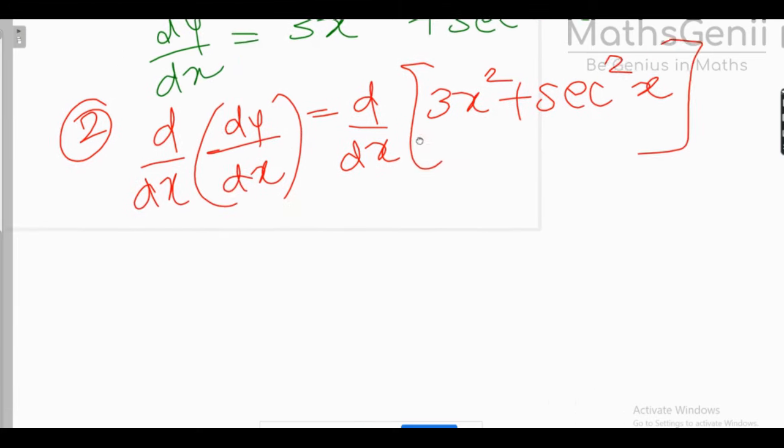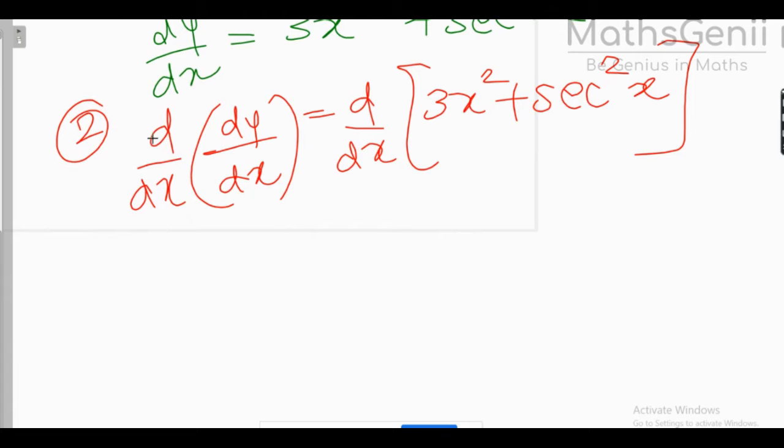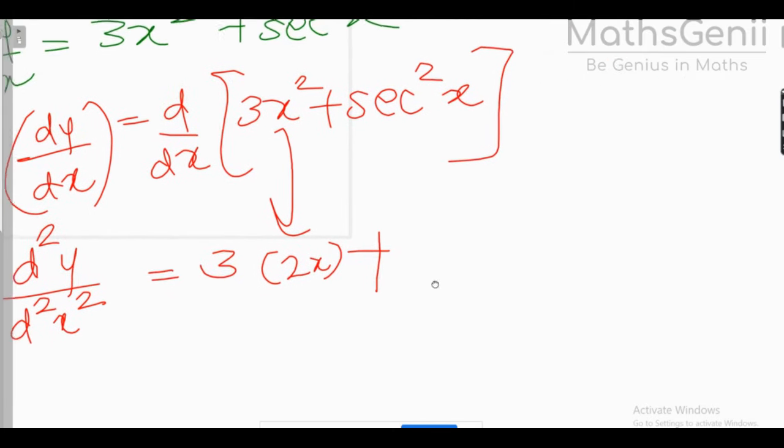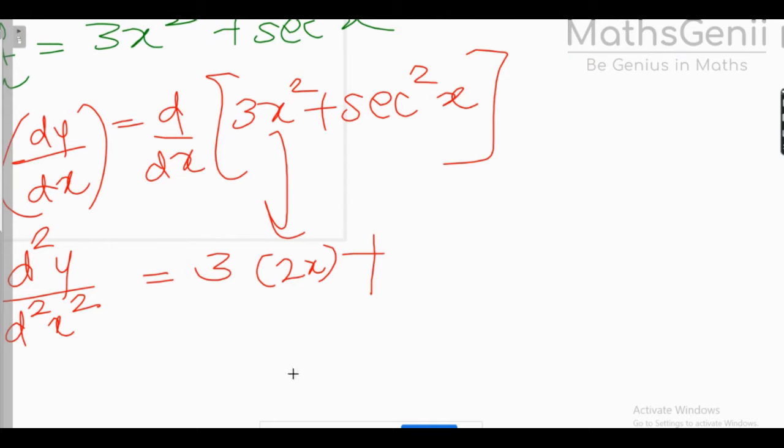Again, I'll differentiate this. Okay. Now what will this become? This will become d square y upon dx square, and this will become d square upon x square. Okay. Now 3 is a constant term. X square derivative is 2x plus this, when I have to find sec square x. So what is the derivative of sec x? Sec x derivative is sec x tan x, correct?